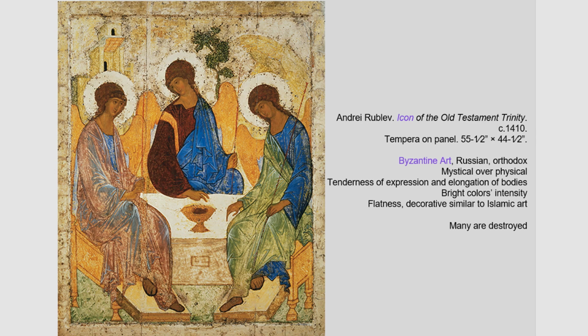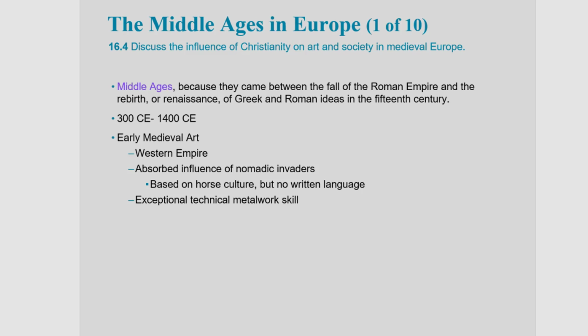We'll talk about it in another chapter, but there's a lot of similarities between Eastern Byzantine art and Islamic art. It's very decorative. It tries to avoid depicting God and Jesus, very flat. And then many of these are destroyed because of the iconoclasts, right? So who knows how many even were there back then. We have no idea how many still exist.